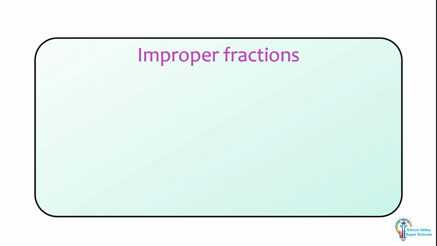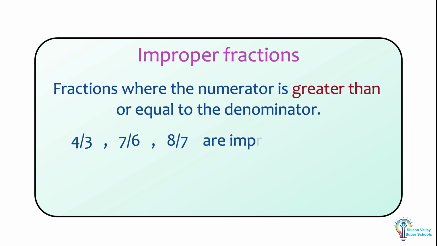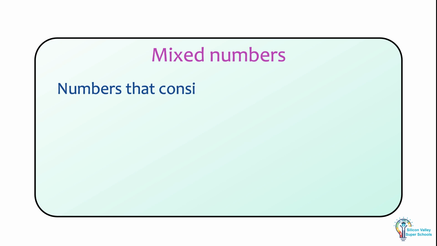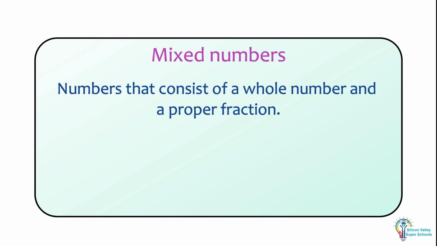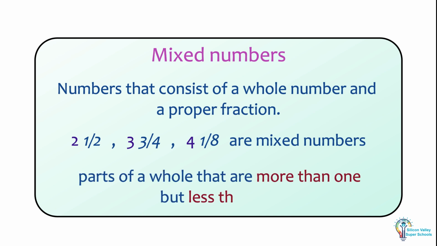Improper fractions: fractions where the numerator is greater than or equal to the denominator. For example, 4/3, 7/6, and 8/7 are improper fractions. Improper fractions represent parts of a whole that are greater than or equal to 1. Mixed numbers: numbers that consist of a whole number and a proper fraction. For example, 2 and 1/2, 3 and 3/4, 4 and 1/8 are mixed numbers. Mixed numbers represent parts of a whole that are more than 1 but less than 2.